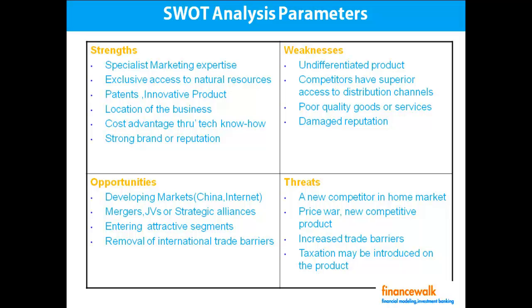Now let's look at external things which are out of control. Opportunities: developed markets like China, internet, mergers, joint ventures or strategic alliances, entering attractive segments, and removal of international trade barriers could be some of the opportunities for your company. Threats could be a new competitor in home market, price war, new competitive product, increased trade barriers, taxation that may be introduced on the product. These are some of the threats. Of course, you do not have control over threats, so ideally you can defend against the external environment and strengthen your internal environment, that is strengths and weaknesses.